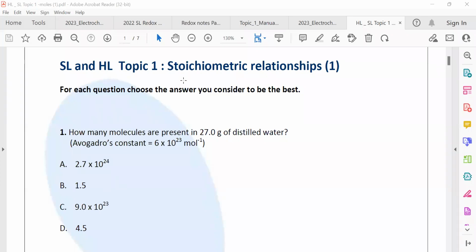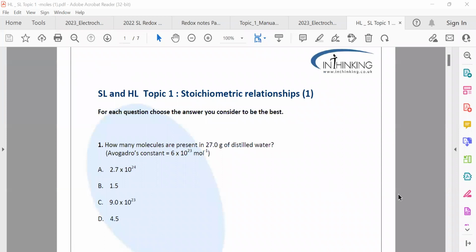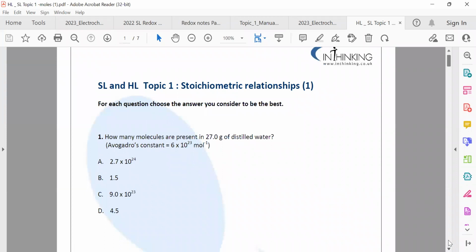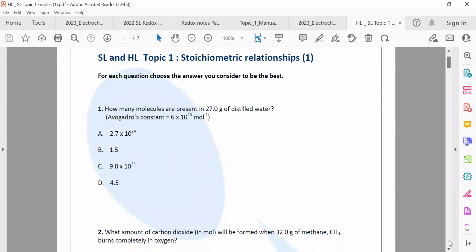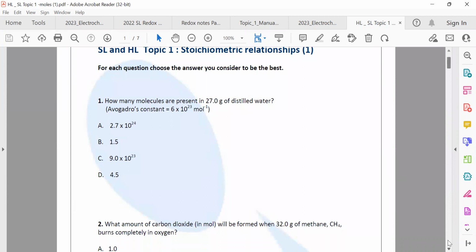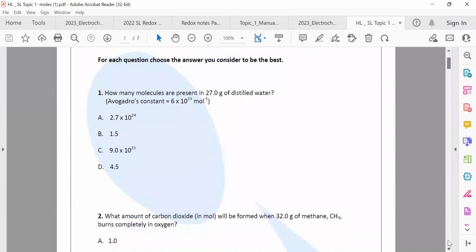Okay, hi guys. I'm now going through some of the MCQ questions from this worksheet, stoichiometric relationship. So let's do question one by one. Take note that in paper one, no calculator is allowed. So basically you have to use your mental ability to do your calculations.